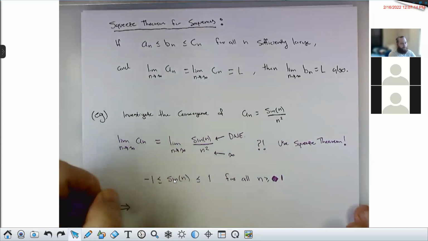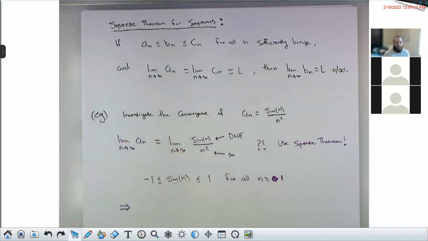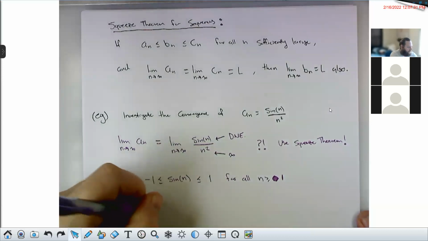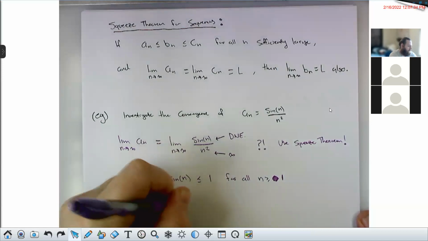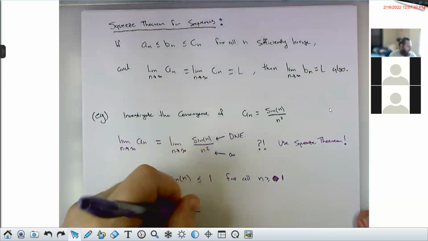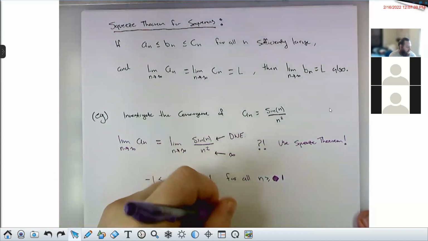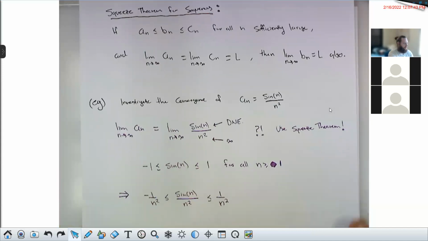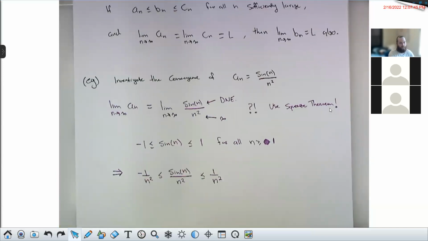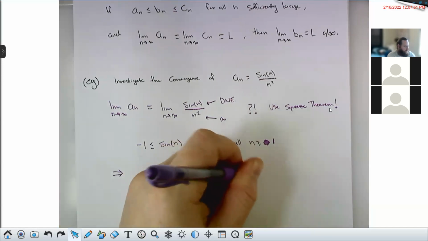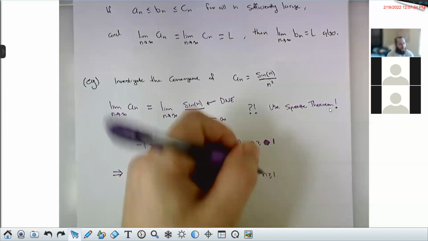And if I divide through this expression everywhere by n squared, my sequence, sine of n over n squared, will show up in the middle. And that's what I want, because that's what the squeeze theorem is designed to help me with. And this is still true for all n greater than or equal to 1.